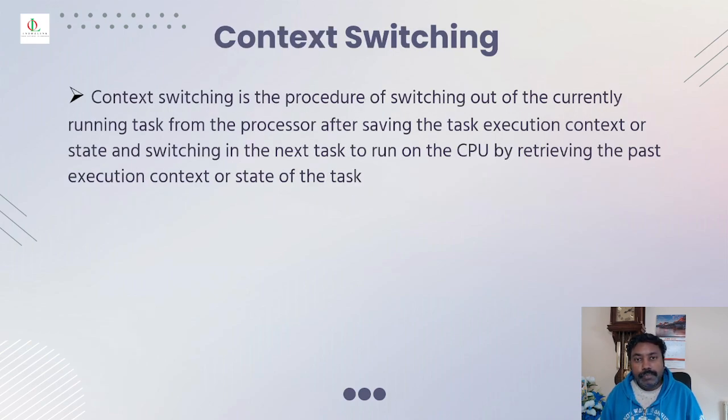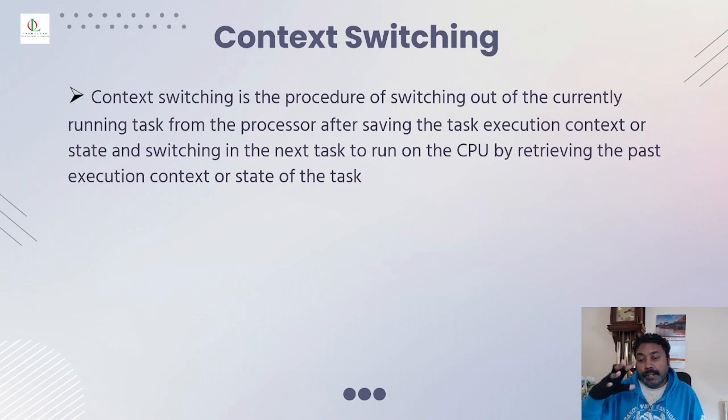Now let's learn about context switching, which I've been mentioning so far. So what is context switching? Context switching is a procedure of switching in and out, like when it changes from task 1 to task 2. That's called context switching. More precisely, it is a procedure of switching out the currently running task from the processor after saving that task's execution context or state, and switching in the next task to run on the CPU by retrieving the past execution context or state of that task.